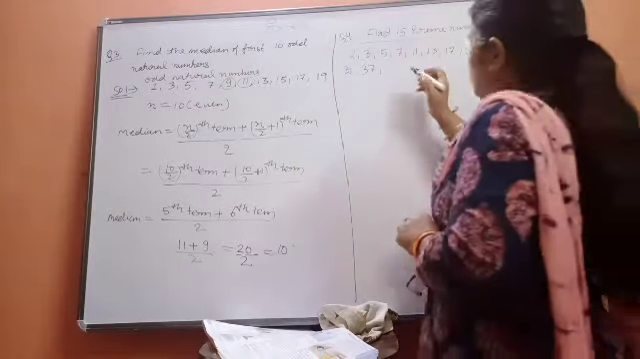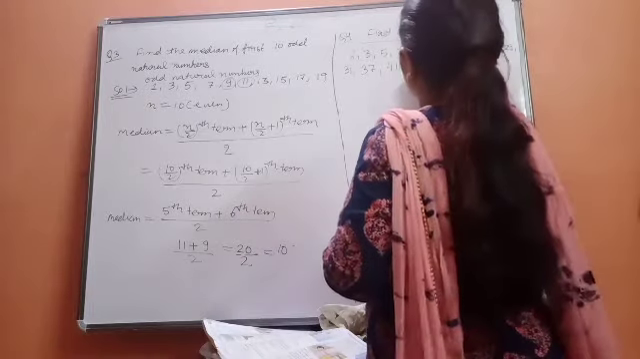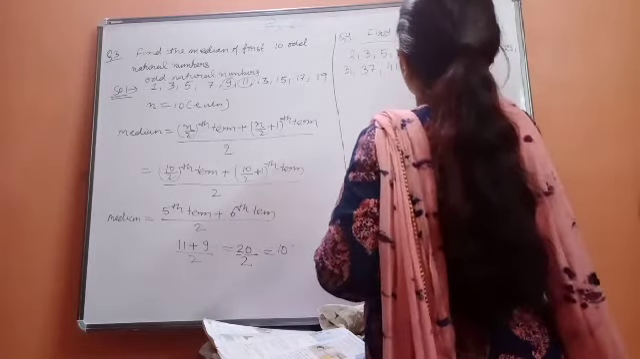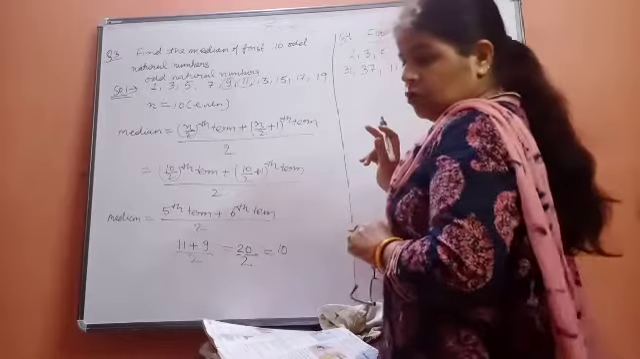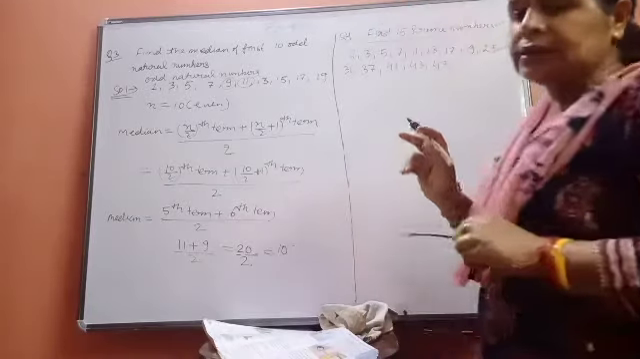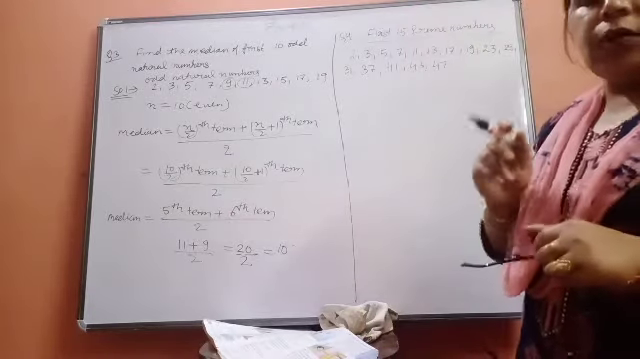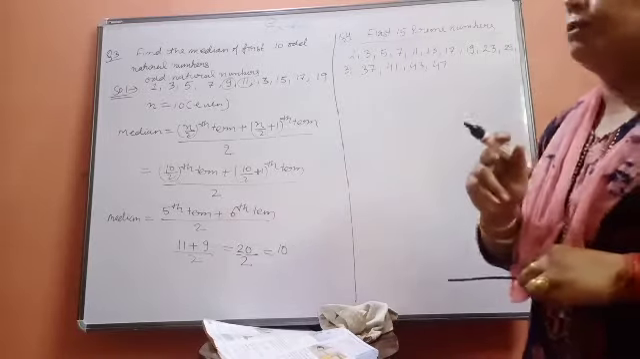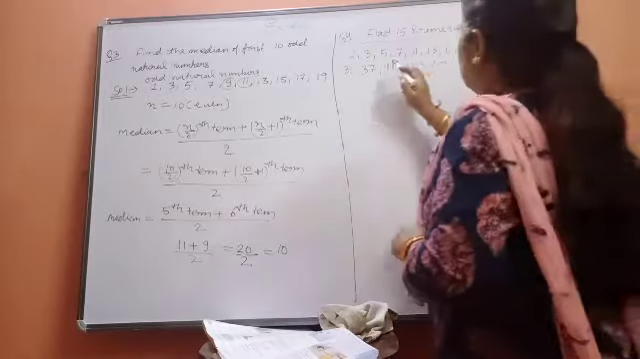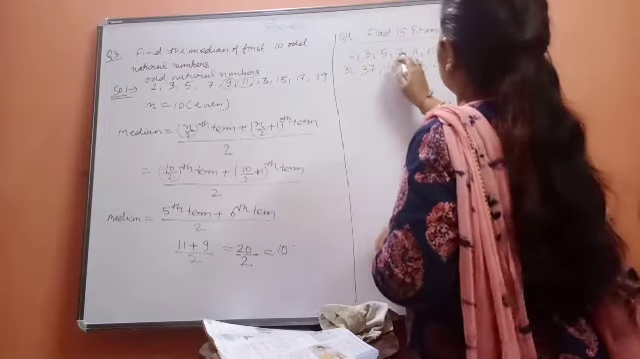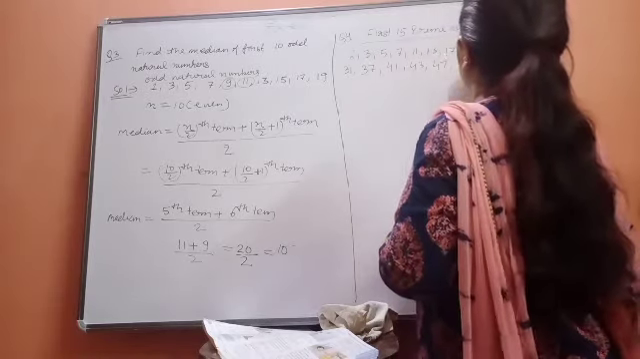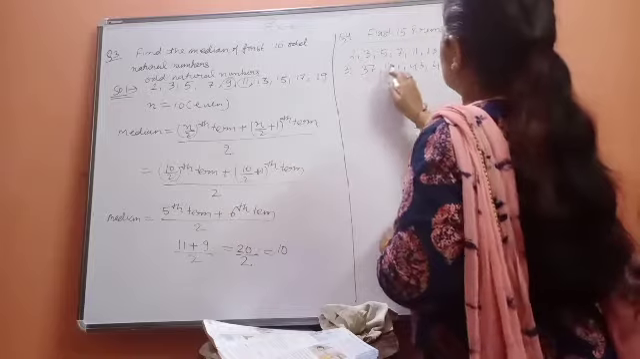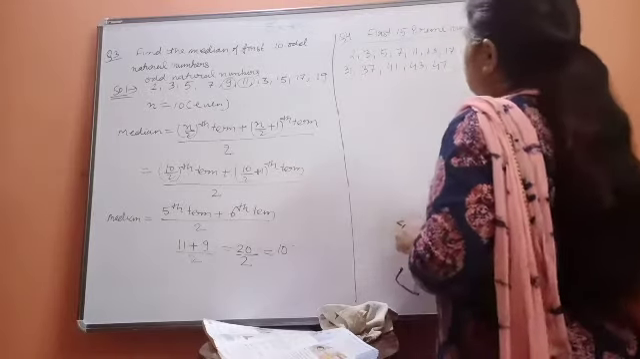Okay, so 41, 43, 47. Then 49 is not a prime number. 49 is coming in the table of 7 also. But the prime numbers are those that come only in their own table. Okay, so see how many of them there are. 1, 2, 3, 4, 5, 6, 7, 8, 9, 10, 11, 12, 13, 14, 15. 15 numbers we have now.